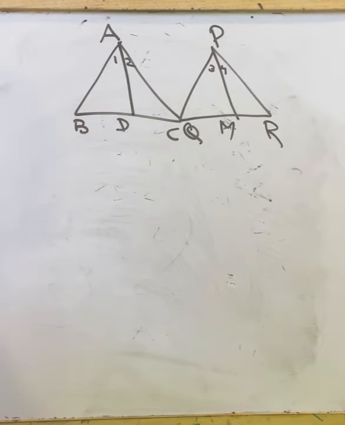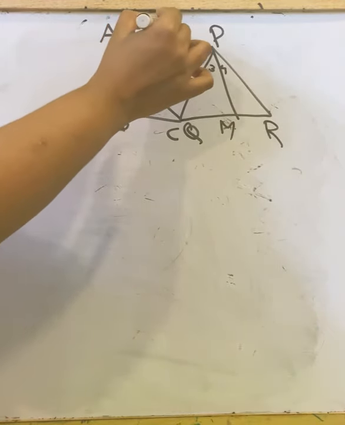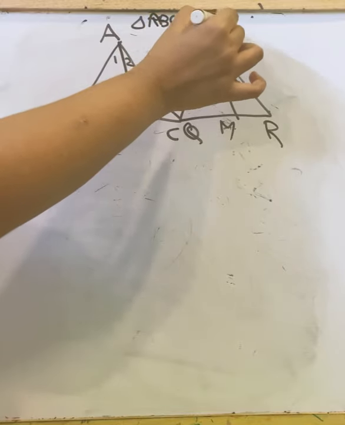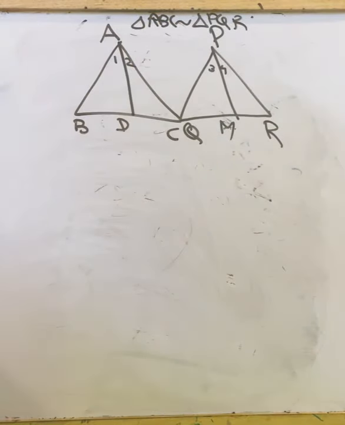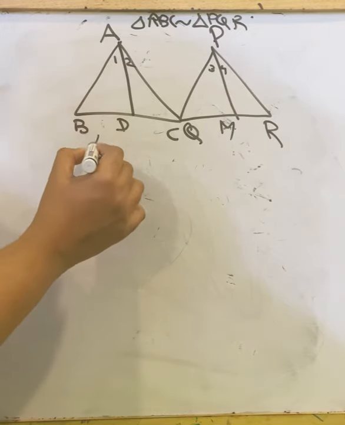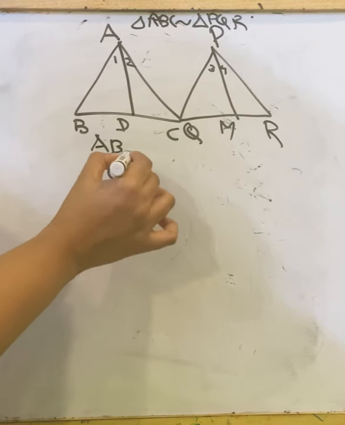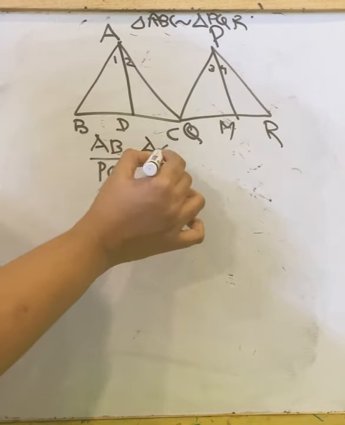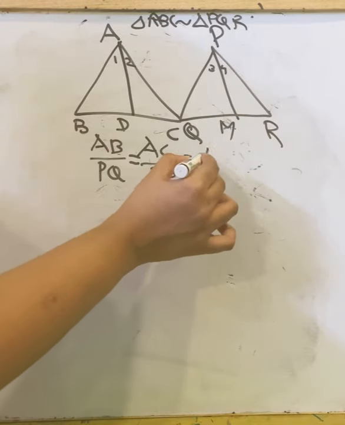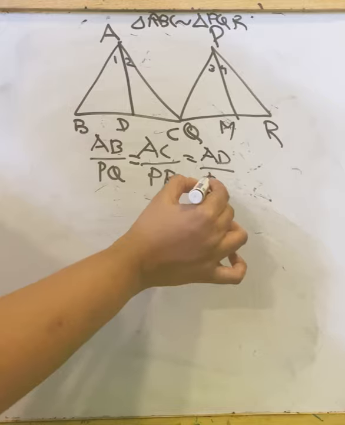Next question. Sides AB and AC and median AD of a triangle ABC are respectively proportional to sides PQ and QR and median PM of another triangle PQR. Show that triangle ABC is similar to triangle PQR. Triangle ABC similar triangle PQR. This we have to prove. Now let us write down the proportionality given. AB by PQ, it is given in the question, equal to AC by PR equal to AD by PM.